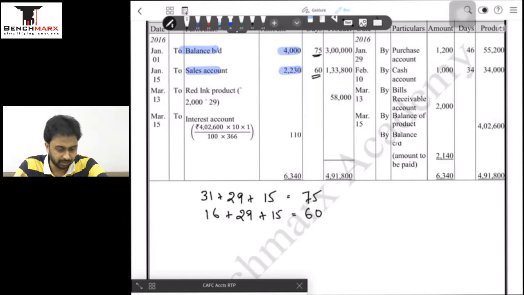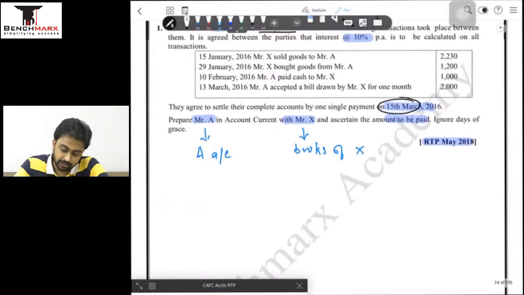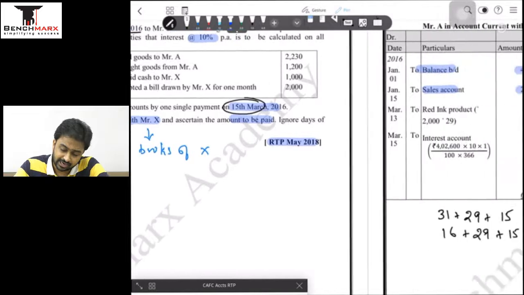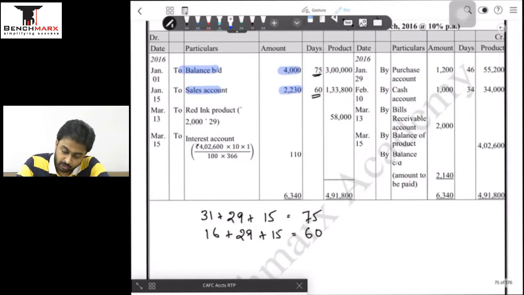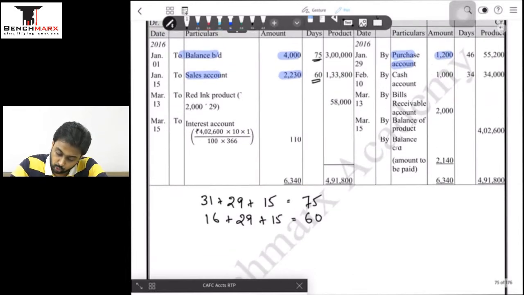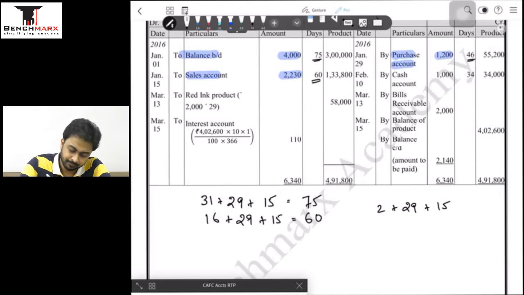Product is simple multiplication. Next transaction appears to be 29th of Jan. X bought goods from Mr. A. It's a purchase transaction. So on 29th of Jan we will have By Purchases. Number of days computation: 2 days of Jan plus 29 days of Feb plus 15 days of March appears to be 46, and the product is normal.